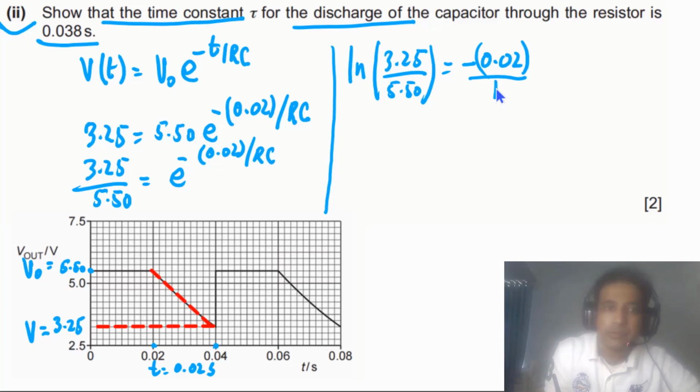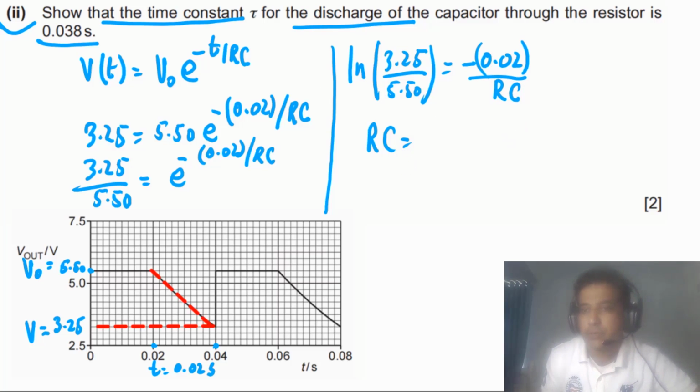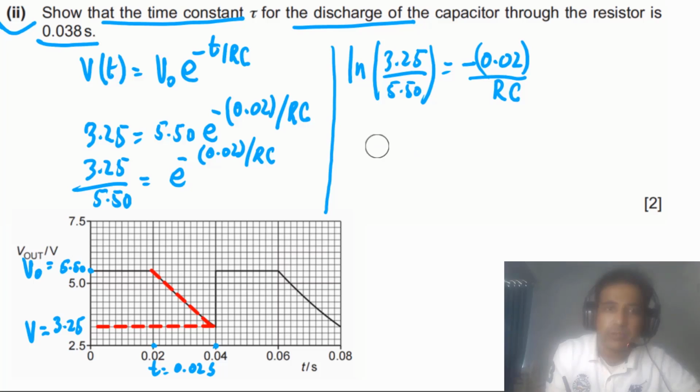So this is divided by RC. From here we can find out the RC value. If we solve this one, take log of this and cross multiply, we can find RC. Let me write it down in a little more detail.